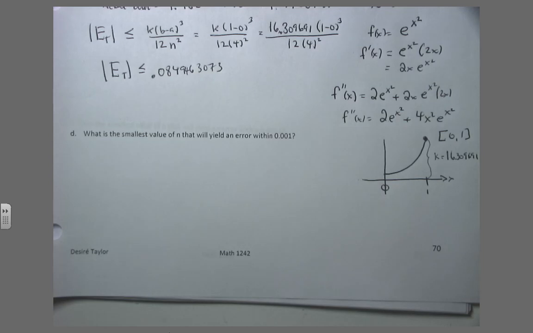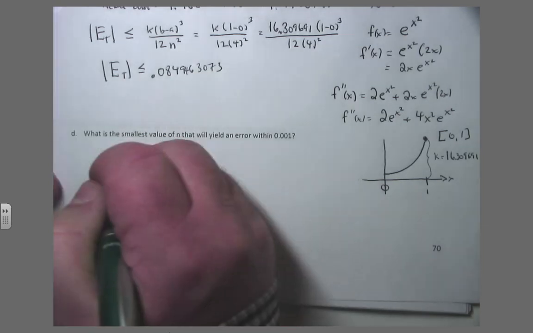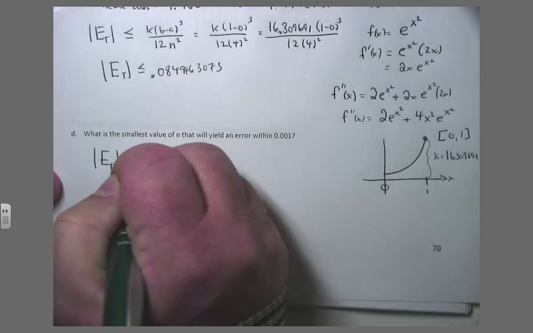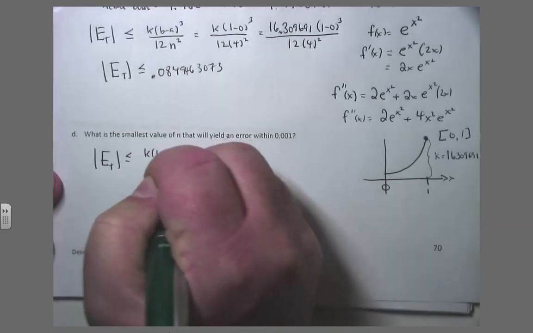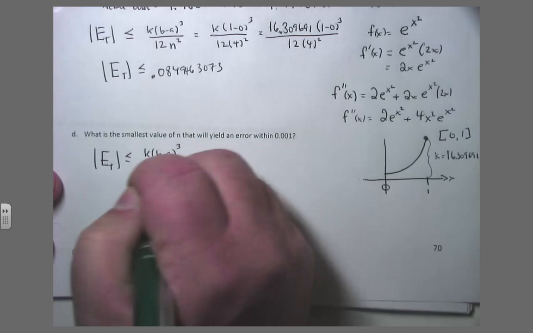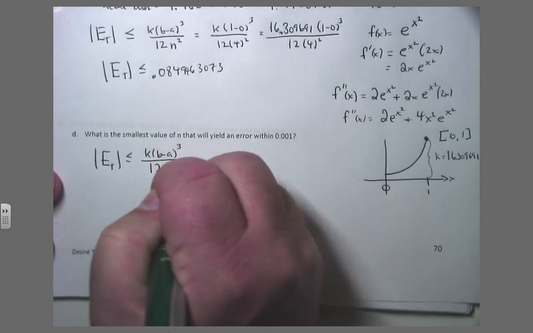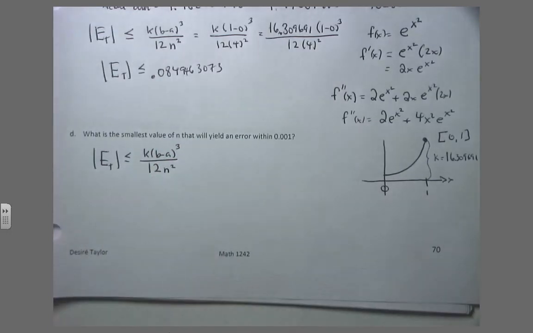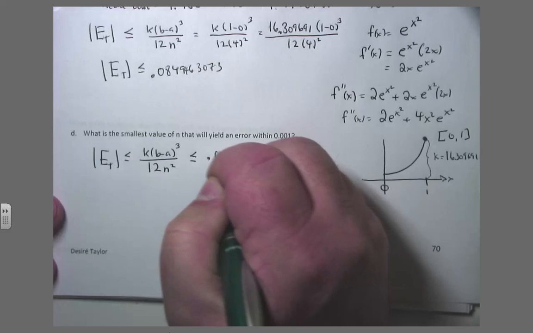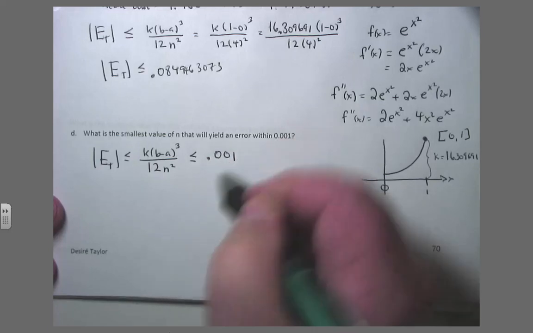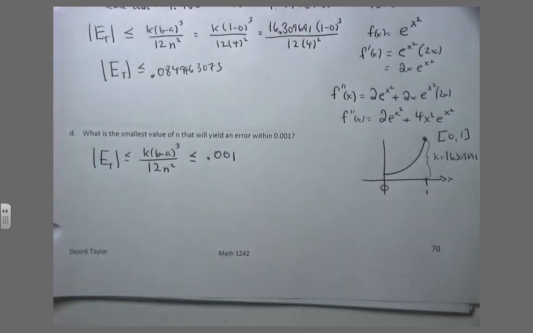Well, here we go. Remember, this was the trapezoidal rule. Let's see if I can remember the form again. The trapezoidal rule error bound is K times (b minus a) raised to the third power over 12n squared. That is the error-bound formula for the trapezoidal rule, and it has to be less than or equal to my tolerance, my error, 0.001. I want my error to be within 0.001.